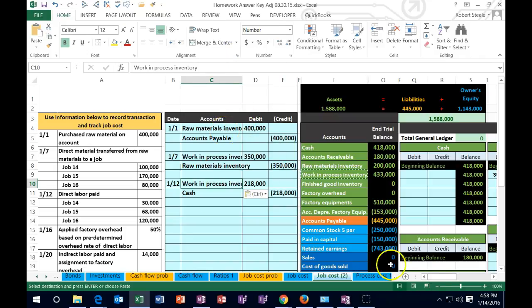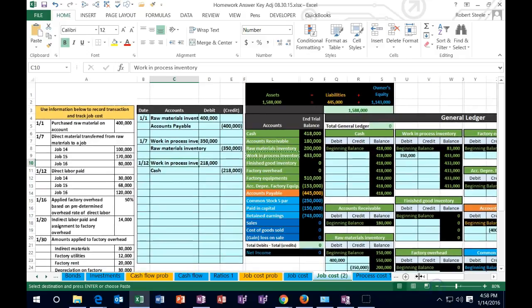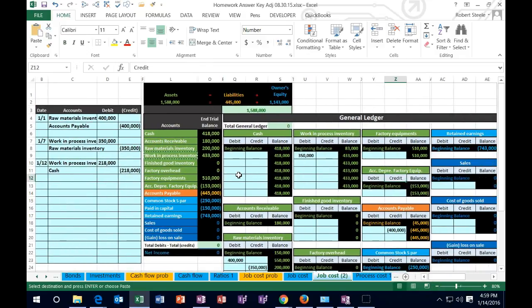All right, now I'm going to make this a bit smaller. We're going to post this to the general ledger. So I'm going to make it a little smaller so we can see the general ledger. I'm going to scroll over here so that we can see more of the general ledger as well as our journal entry. Work in process is here. Work in process is here on the trial balance, fourth account. Work in process is over here on the general ledger, fourth account.